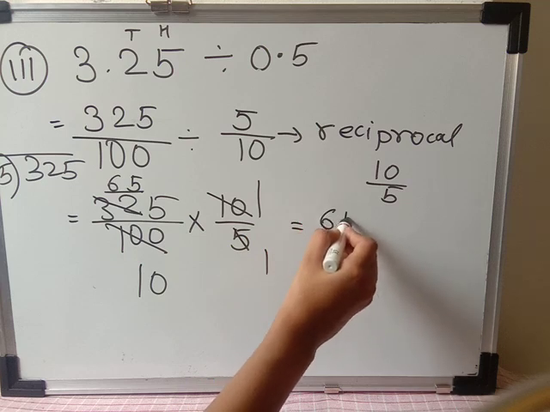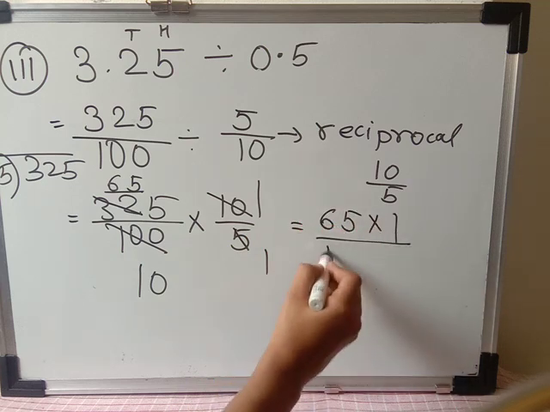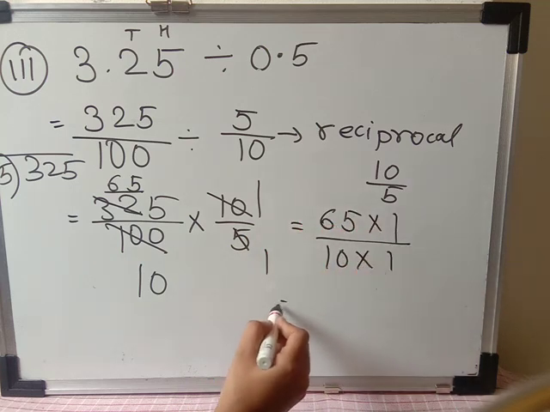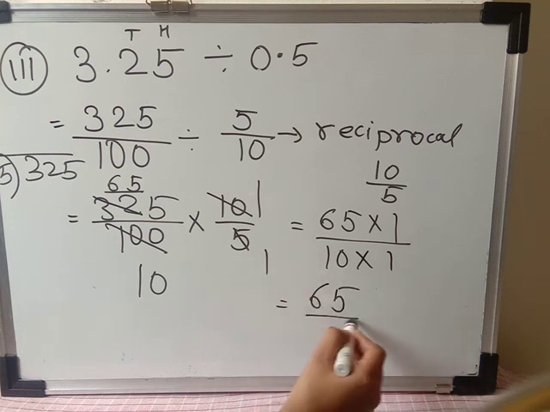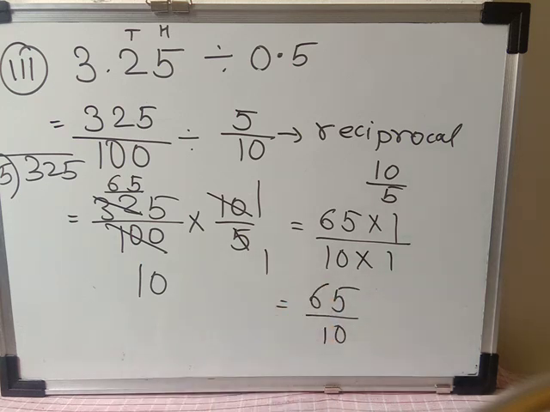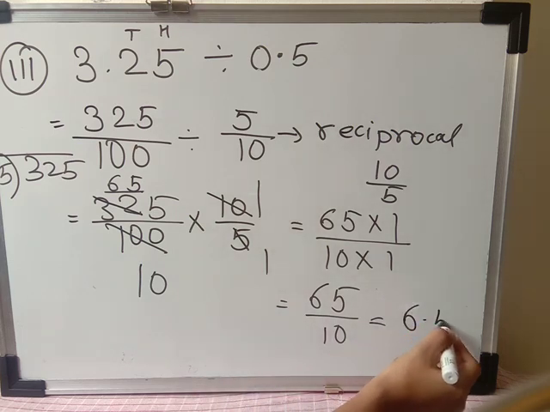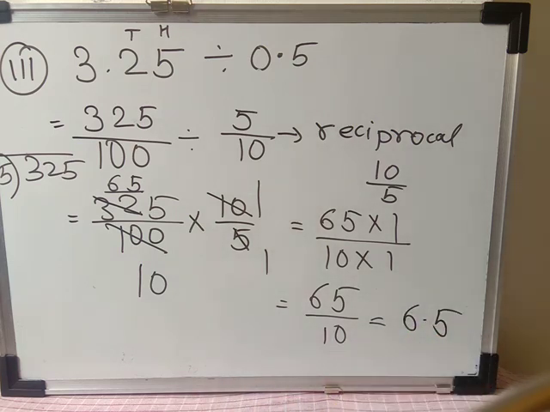So here 65 multiplied by 1 upon 10 multiplied by 1, and here will come 65 upon 10. Do the division in your notebook right now. Just do it and you will get the answer, that is 6.5. 6.5. Okay, I hope now it is clear.